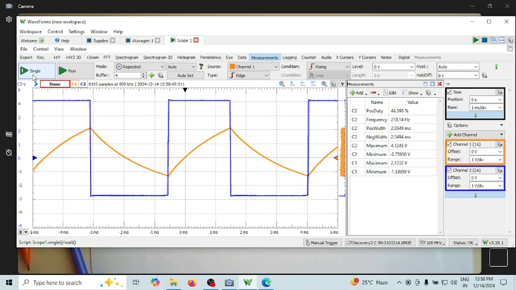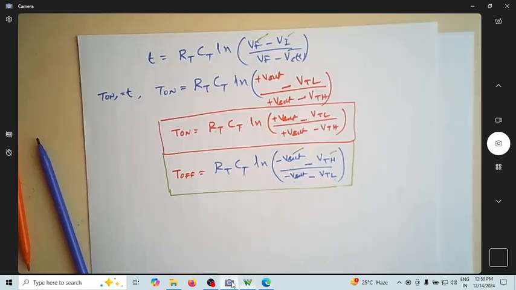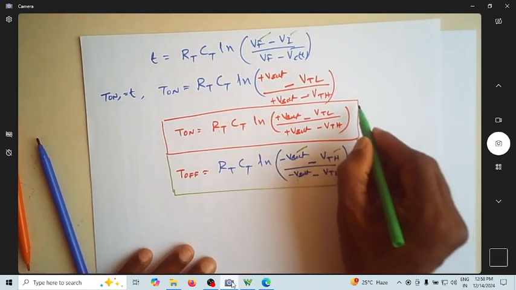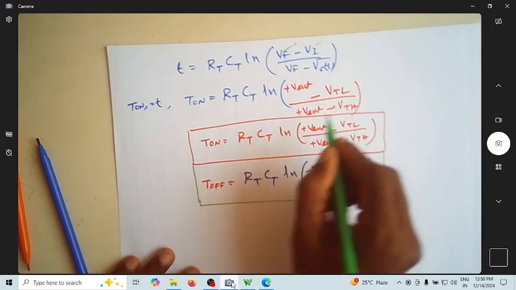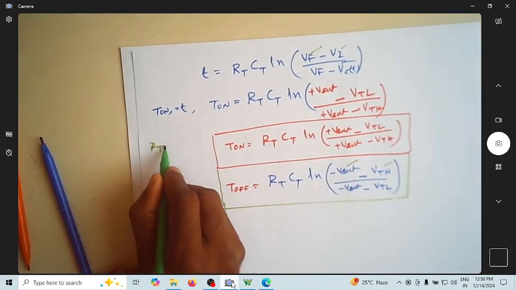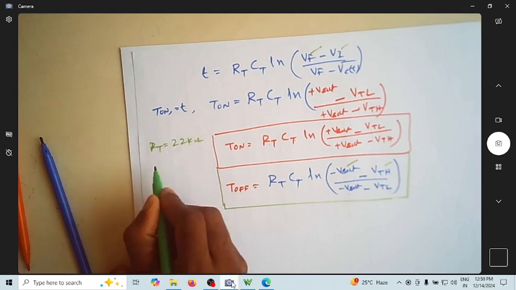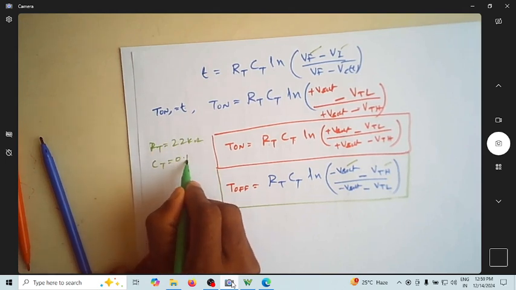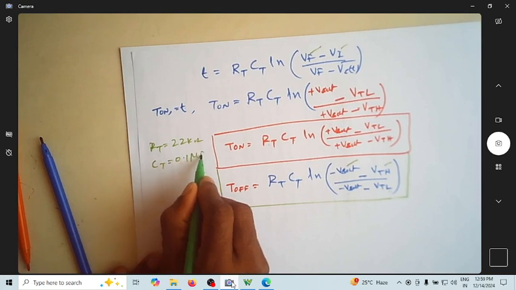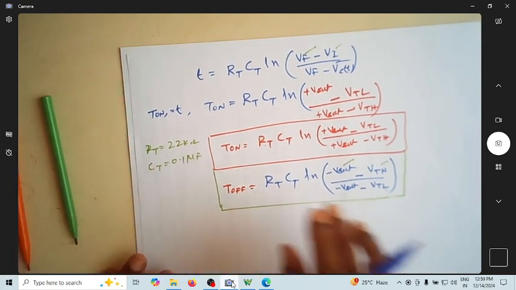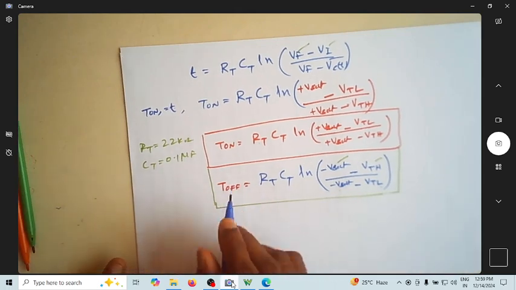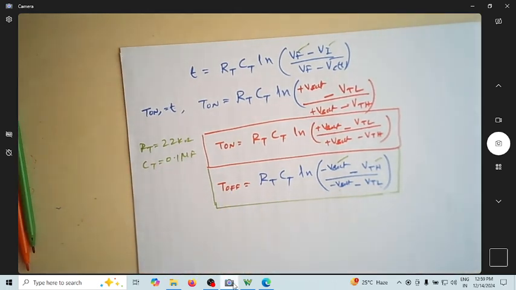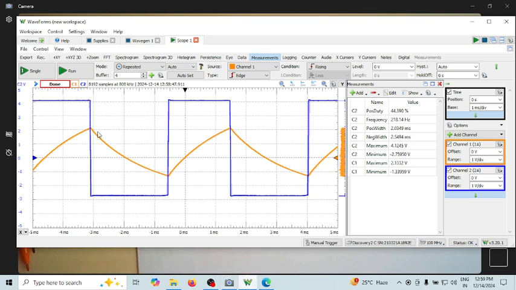Now let me write my RT, CT values and VTH, VTL. RT is 22 kilo ohm, CT is 0.1 microfarad. Let me measure T on, T off, plus Vsat, minus Vsat, all from my readings. Okay, let me run it again. Now this happens to be the duty cycle.